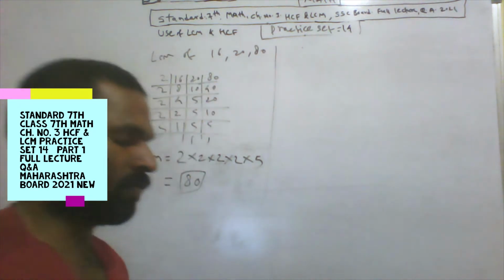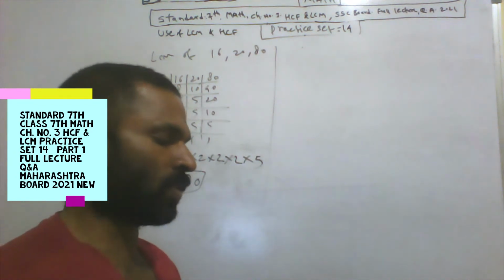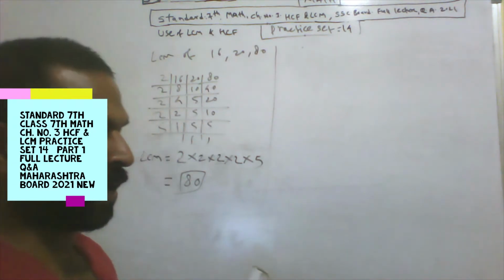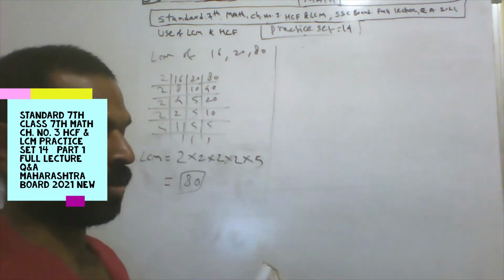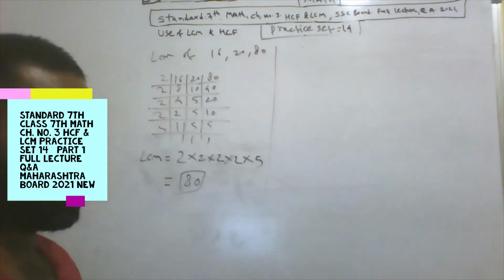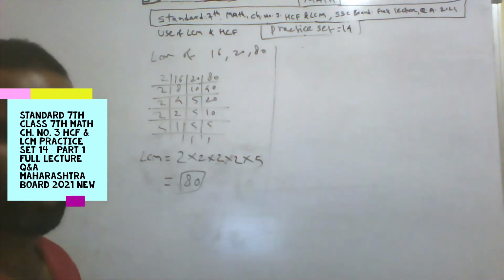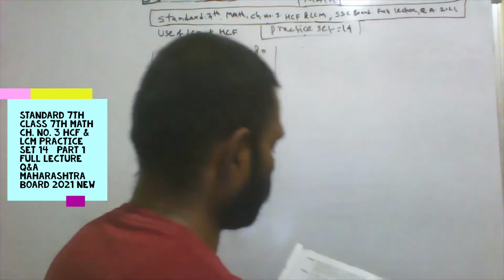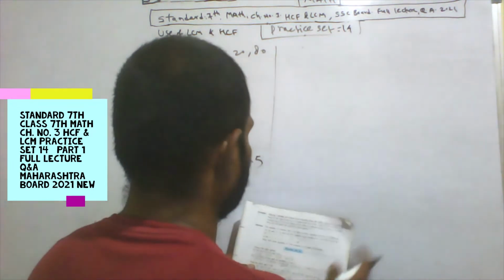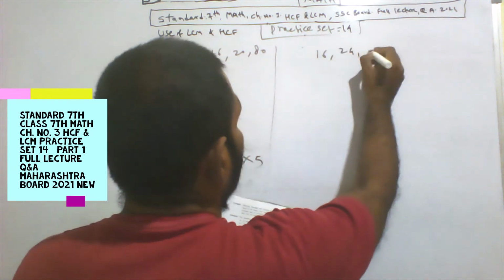There are three friends, Suresh, Shalaka and Snehal, who start running from the same point of a circular track at the same time and complete one lap of the track in 16 minutes, 24 minutes and 18 minutes respectively. What is the shortest period of time in which they all reach the starting point? With the help of LCM we can find it out. First we take 16, 24 and 18.